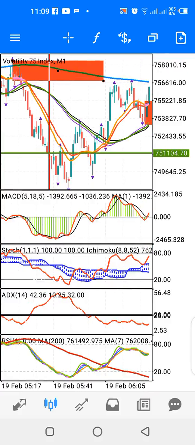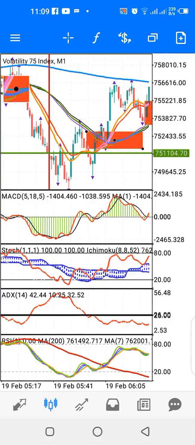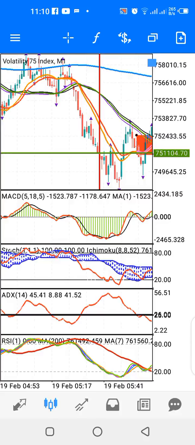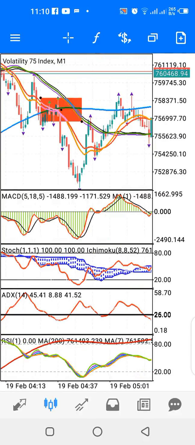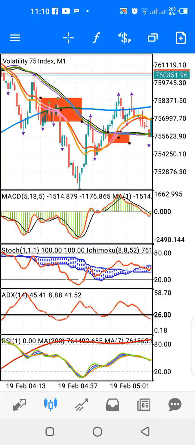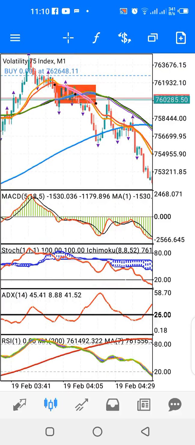obviously, when the red and the orange line cross above the black, purple and green lines like you have around here, that's your buy signal. And cross down, your sell signal. Cross up, buy signal. Cross down, like you have a cross down here, sell signal.